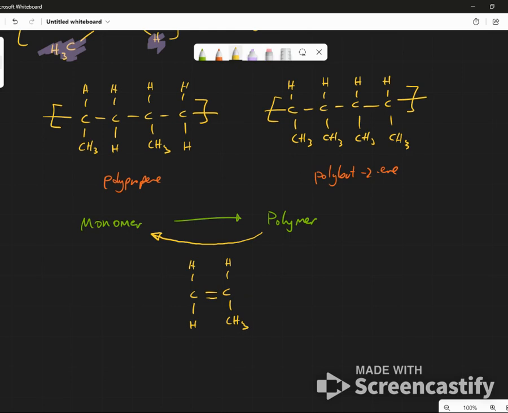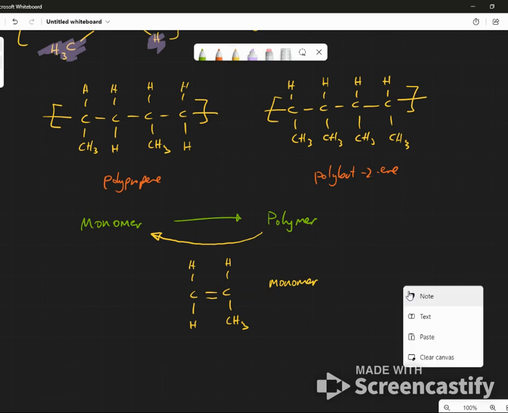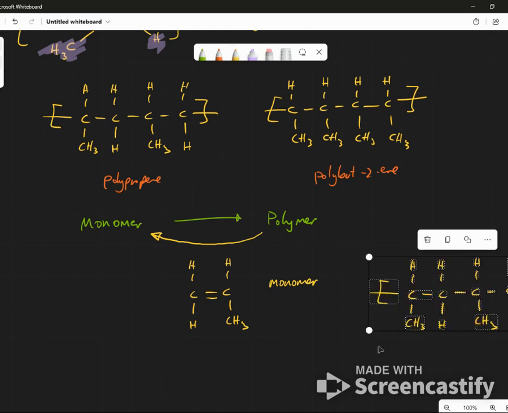And what's that monomer called? Anyone see? Ladies and gentlemen, can we see? Yeah, it's propene, isn't it? Can you see how I did that? Yeah, it's propene. Now, I'm going to do it again. Okay, over here.